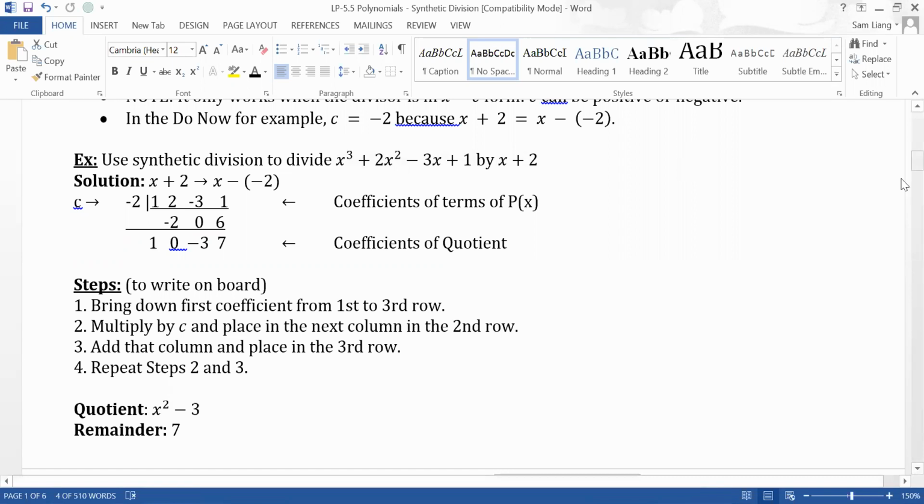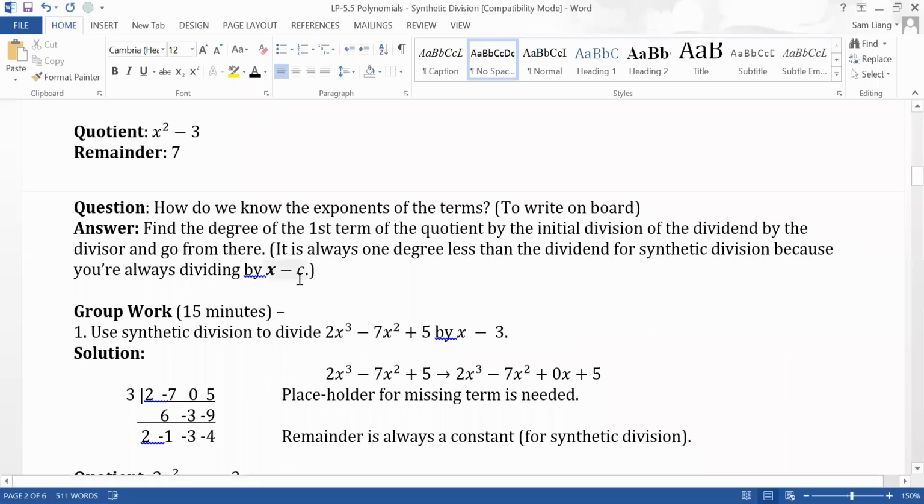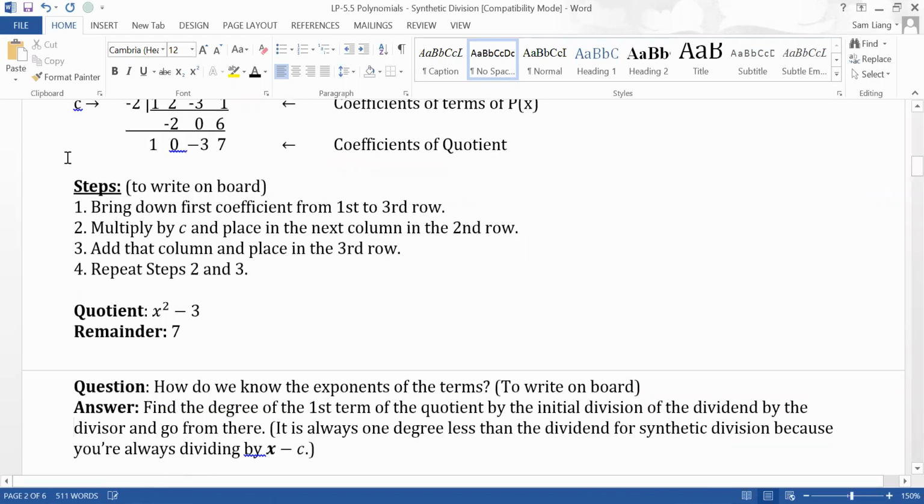So I write that here. Find the degree of the first term of the quotient by the initial division of the dividend by the divisor, and go from there. It's always 1 degree less than the dividend for synthetic division, because you're always dividing by x minus c. Again, we had x cubed, divide that by x minus c, which in that case was x plus 2. So you do x cubed divided by x. That's how we know that the quotient is x squared. And then you go 0x minus 3 plus 7.